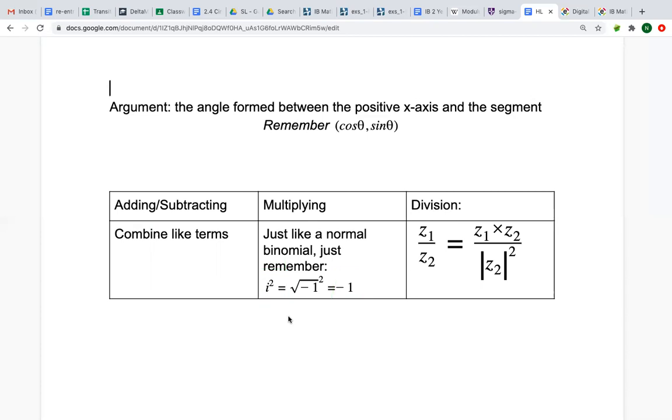Dividing on the other side is a little bit different. And this is just the division formula. Unfortunately, you don't get that formula on your formula sheet. So you either need to memorize it or know how to derive it. So I will now go through how to derive it.